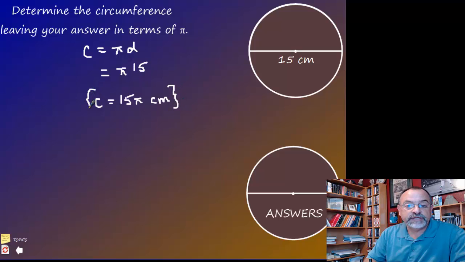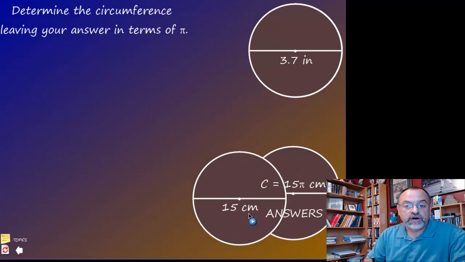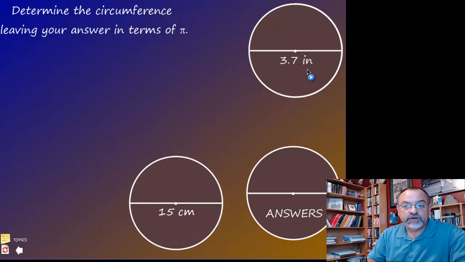This is my exact answer. I don't multiply it out because I'm asked to leave it in terms of pi, so this would be the exact answer. Alright, so this is the way that you want to do these exact answers or leaving in terms of pi. Alright, so let's do another one here. 3.7, let's do the circumference.